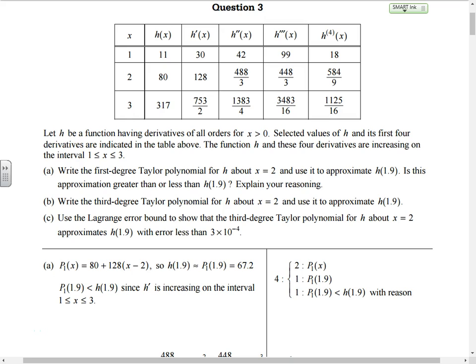So for letter C, Lagrange, what's the formula of Lagrange? We know it's a third degree polynomial. R sub 3 is less than or equal to the absolute value of the fourth derivative over 4 factorial times x minus 2 to the fourth power. But we're not doing f, we're doing h, I apologize.